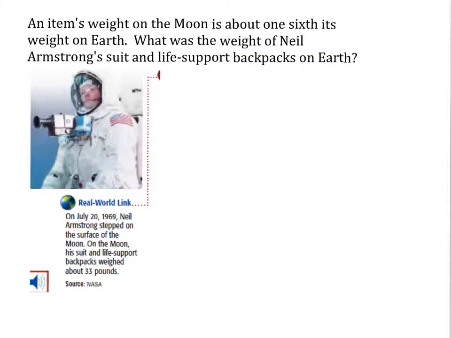Okay, here we're trying to apply what we just learned, taking a real life situation and using math to take a closer look at it. So, on the moon, something weighs about 1/6 as it would on Earth. So we're trying to figure out what was the weight of Neil Armstrong's suit and life support backpacks if he were on Earth. As we go through the little clip that comes out of the book, we find that his suit and life support backpacks are 33 pounds. So 1/6 of what he was on Earth equals 33 pounds.